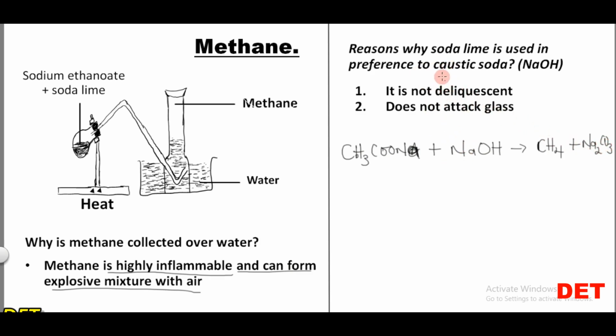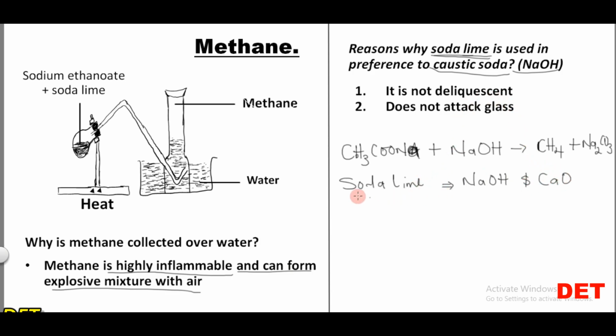But in the reaction, we don't use caustic soda. We don't use sodium hydroxide, also known as caustic soda. What we use is soda lime. So why is soda lime used in preference to caustic soda in the preparation of methane? Soda lime is a mixture of sodium hydroxide and calcium oxide.